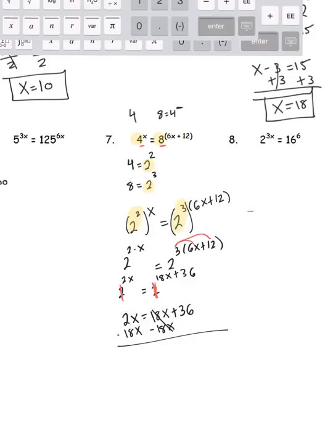So 2x minus 18x, think of it like you have $2 in the bank and then you spend 18. You are in debt this time by $16, so that's negative 16x equals 36. In order to get the x by itself, I'm going to divide both sides by negative 16.